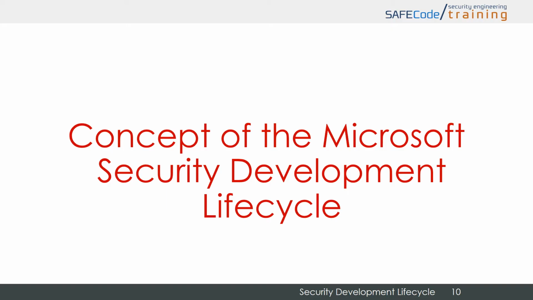Now, let us look at the most well-known example of SDL, the Microsoft Security Development Lifecycle. The crucial elements of the SDL are security and privacy principles that assist you in determining where and which security and privacy measures are needed. How these principles can be integrated into your development process and which possible measures result from them will be covered later on. Let's focus on the principles first.